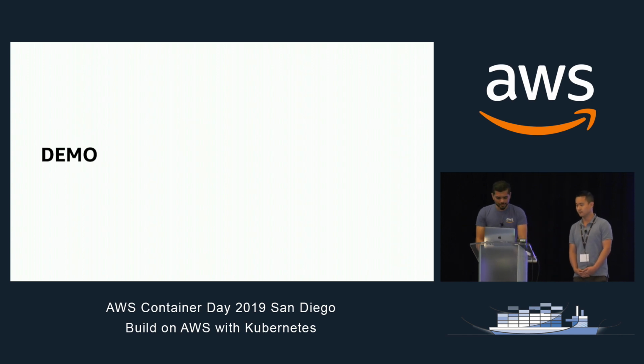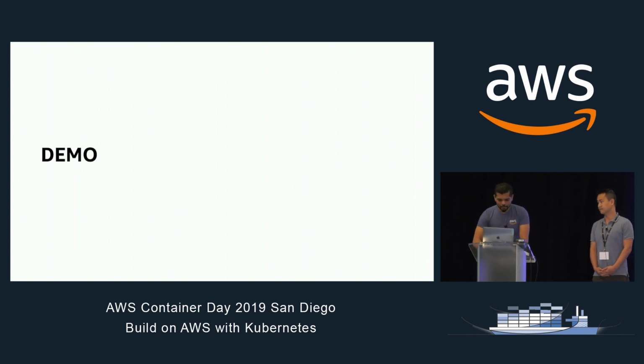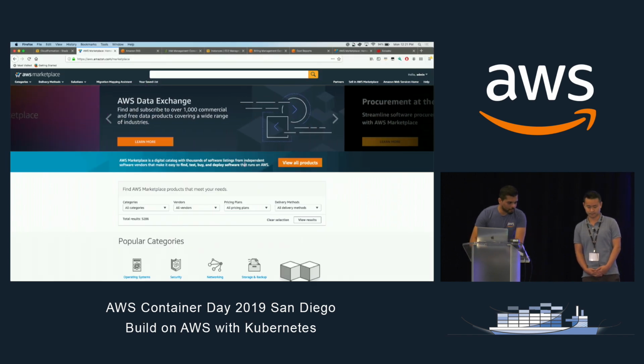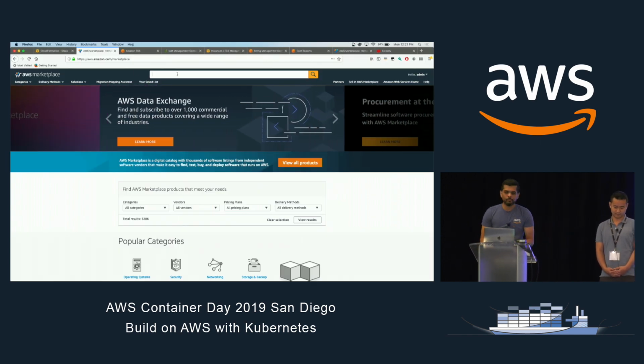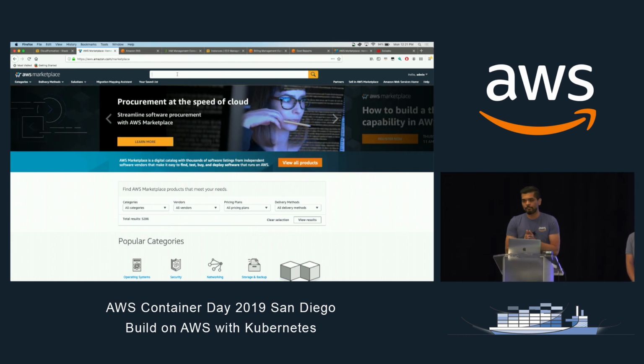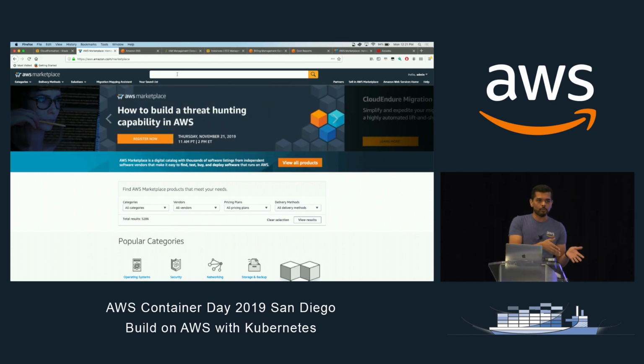All right. Thanks, Casey. So let's take this thing for a quick test drive. So this is the AWS Marketplace page. This is where you would come in to find, buy, and deploy any third-party software. And at re:Invent last year, we launched container images also, so you can launch those on EKS, ECS, or Fargate.